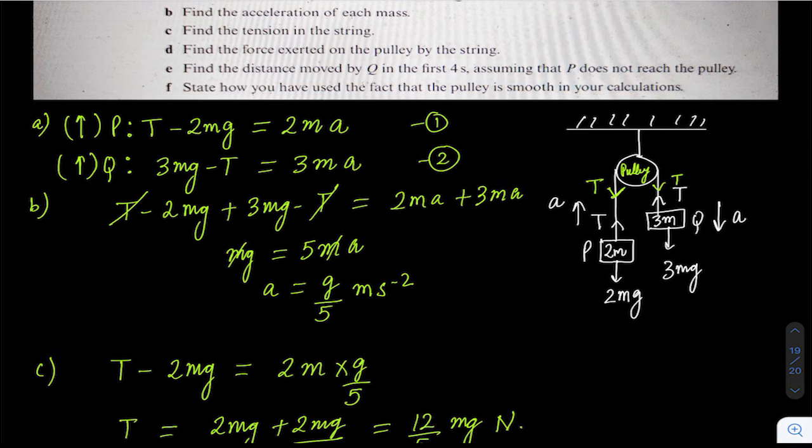Next, state how you use the fact that the pulley is smooth in your calculations. If the pulley is smooth, that's why we are able to take the tension in both the strings as the same, as T only. So tension is the same throughout. If the pulley is not smooth, then this tension will not be the same. So tension is the same for P and Q, that is the string at P and the string connecting Q. So that's your answer.